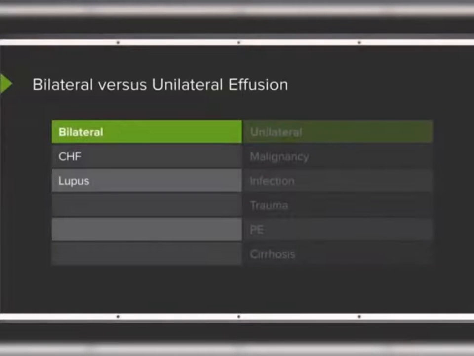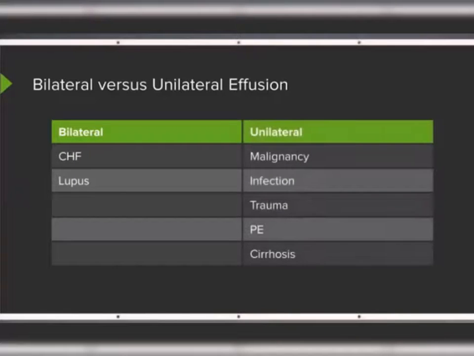Pleural effusions are also characterized by whether they're bilateral or unilateral. The most common bilateral effusions are caused by CHF, and a little bit less commonly lupus. Unilateral pleural effusions are often caused by malignancy, infection, trauma, pulmonary embolism, or cirrhosis. And again, these are somewhat general categorizations, so each of these can also cause the opposite type of effusion.